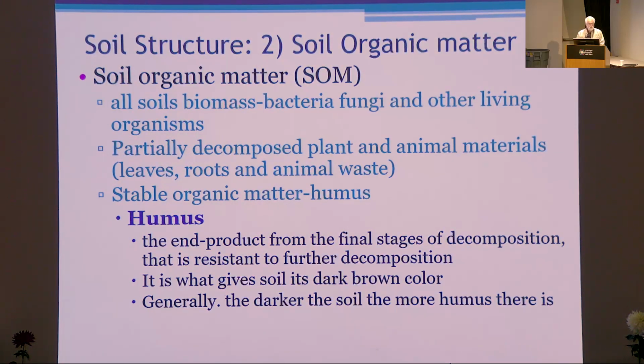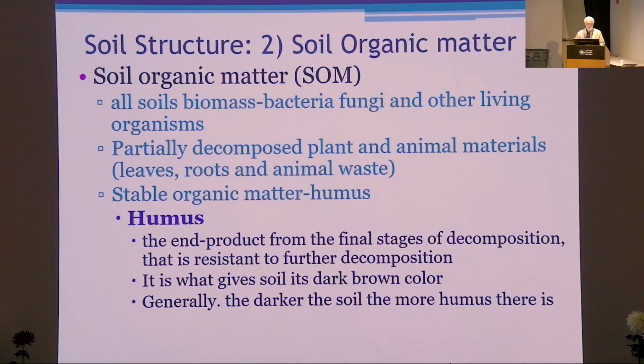The second thing that soils are made up of is soil organic matter. Soil organic matter is basically three major components. There's the soil biomass, which represents all of the fungi and bacteria and other living organisms that are in the soil. It's the partially decomposed plant and animal material like leaves and roots and animal waste. And then it has humus. Humus is the final end product of decomposition by microbes and fungi in the soil.